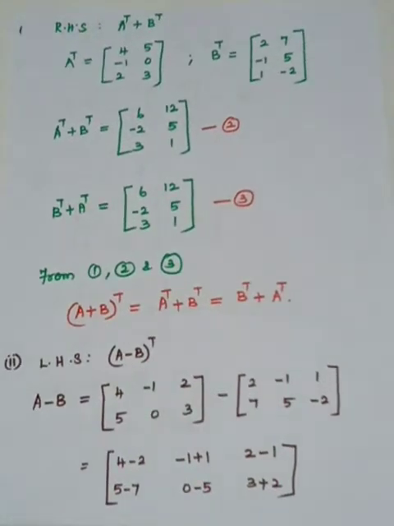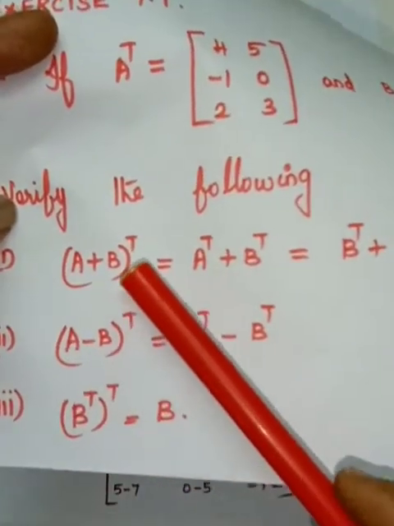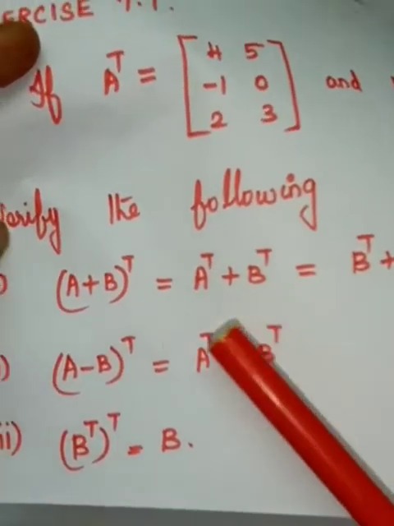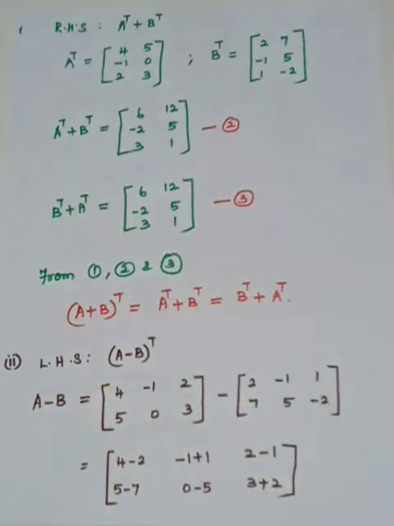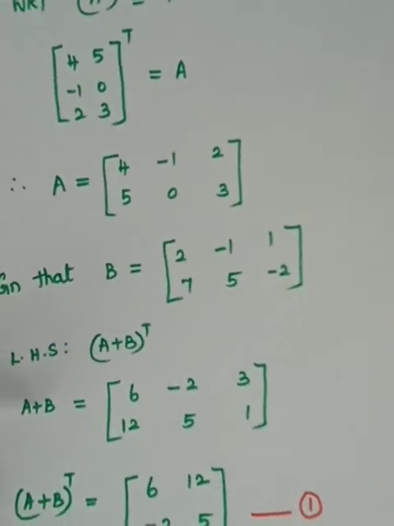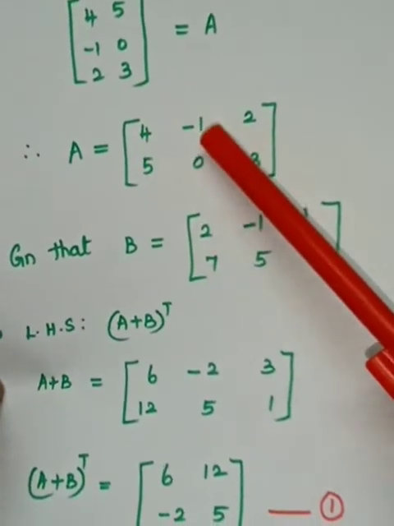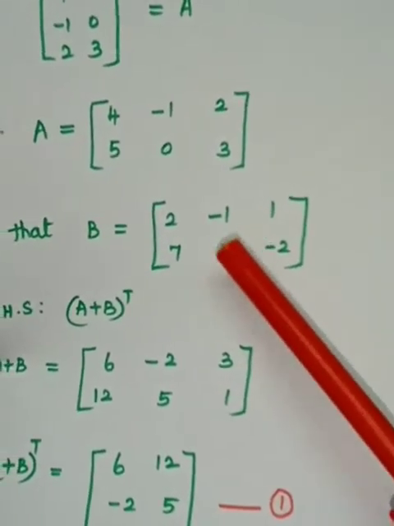We are moving to the second subdivision. So what is in the second subdivision? A minus B the whole transpose is equal to A transpose minus B transpose. So first in the left side you have to find A minus B. Already we have found A transpose the whole transpose. So here A is the 2 by 3 matrix 4, minus 1, 2, 5, 0, 3. A matrix is given and this is your B matrix.